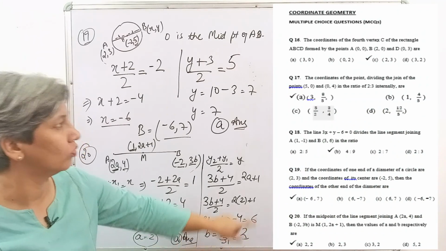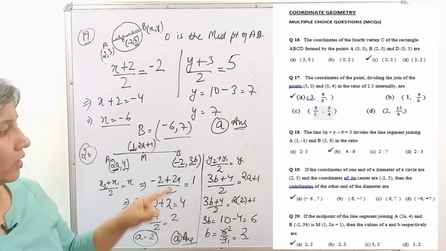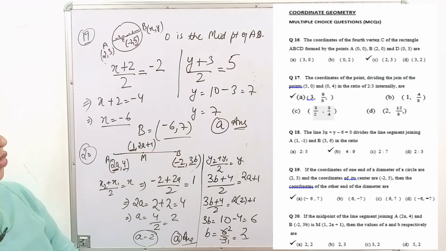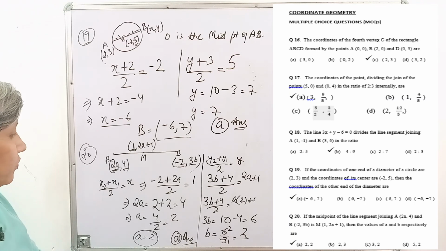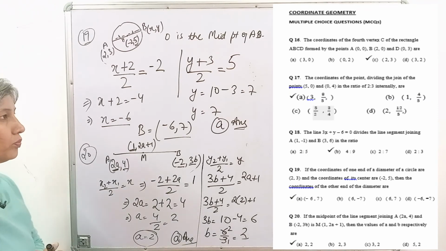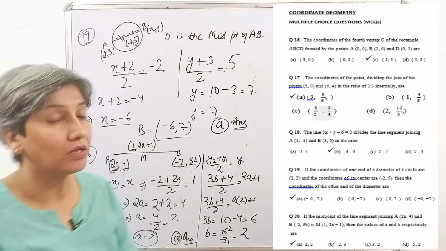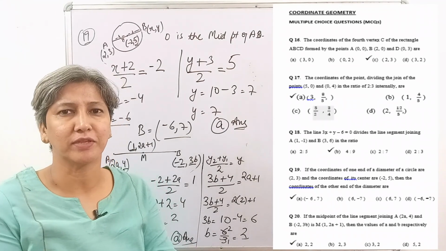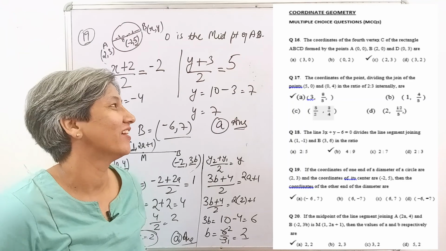A2, B2, A. Oh, sorry, this one. A2, 2. Right. So kids, friends, rather. Bade bachche hain bhaiya. Okay. Just kidding.